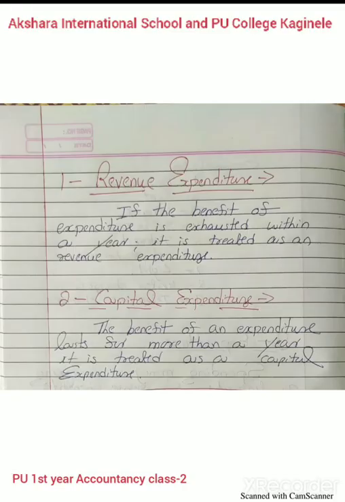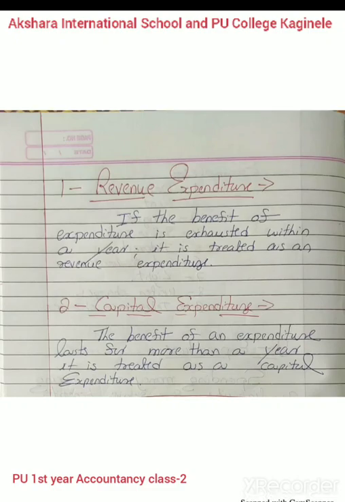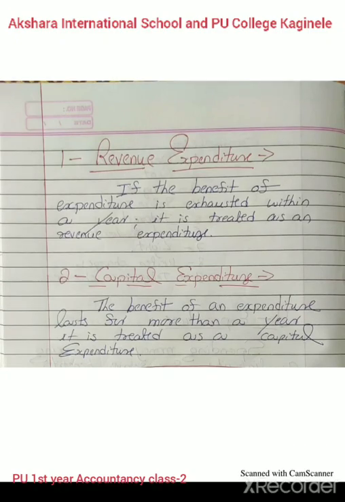Revenue expenditure means what? If the benefit of the expenditure is exhausted within a year, it is treated as revenue expenditure. Some expenditure's benefit is exhausted or recovered within a year. That kind of expenditure is called a revenue expenditure.